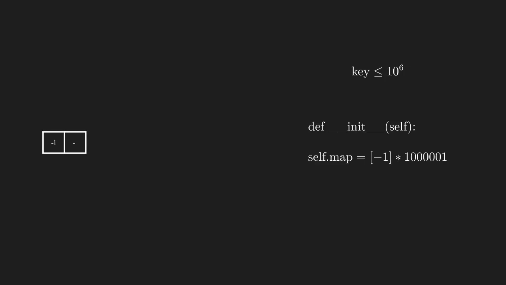Before we conclude, let's look at an alternative approach based strictly on the problem's constraints. Since the maximum key is exactly 1 million, we could simply initialize a massive array of size 1,000,001, filled entirely with negative ones. self.map equals [-1] * 1000001.